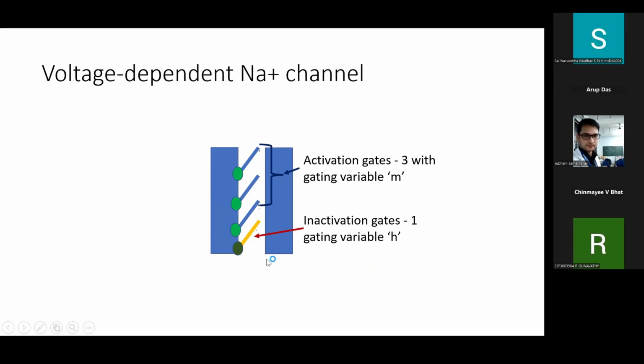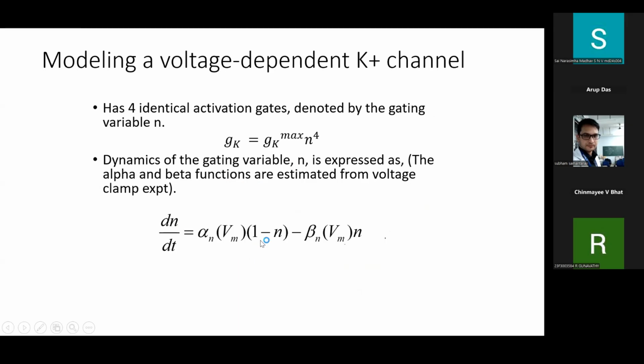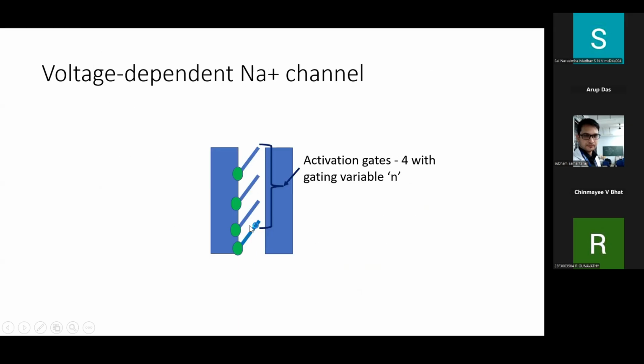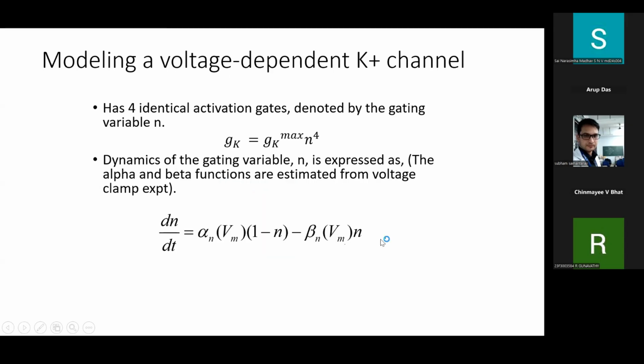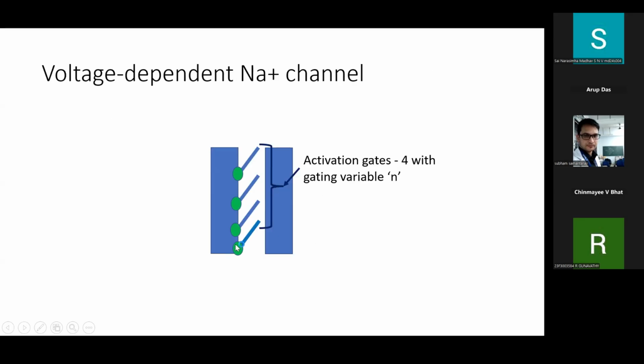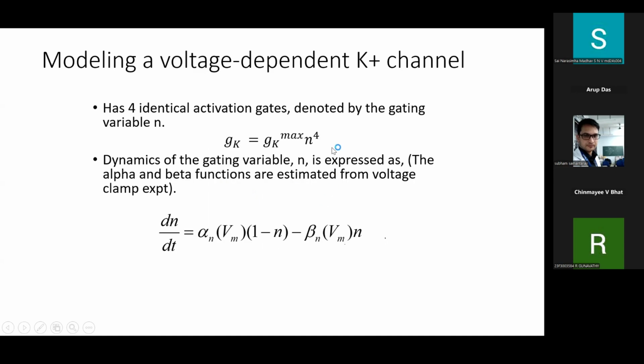Similarly, the sodium channel structure has 3 activation gates and 1 inactivation gate. For potassium, you have all 4 activation gates. The gating variable for this is n, and given by this equation. Again, same form. Since there are 4 gates, each with open probability n, the channel itself is open when all the 4 gates are open. That means the channel opening probability is n times n times n times n, which is n power 4. The channel conductance is the maximum conductance times the channel open probability, n to the 4. So that gives you the potassium conductance, and the gate dynamics is given by this equation.